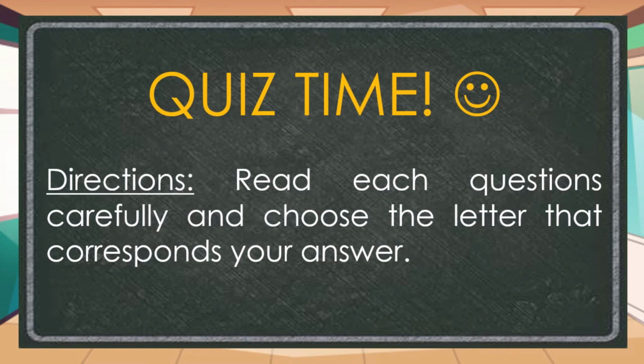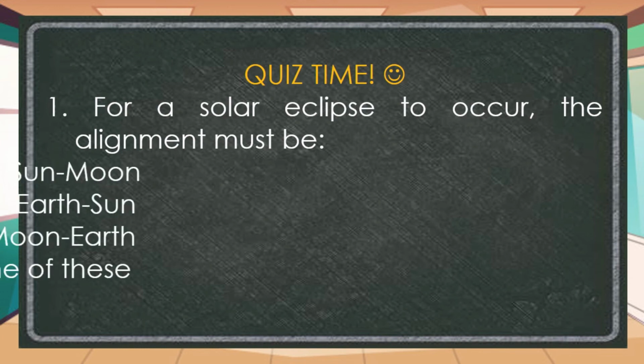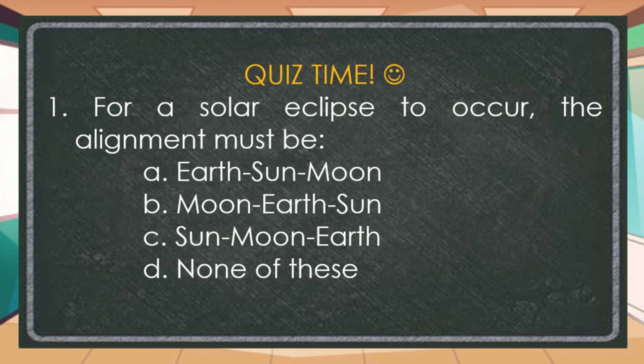Read each question carefully and choose the letter that corresponds to your answer. Number 1. For a solar eclipse to occur, the alignment must be A. Earth, Sun, Moon, B. Moon, Earth, Sun, C. Sun, Moon, Earth, or D. None of these.